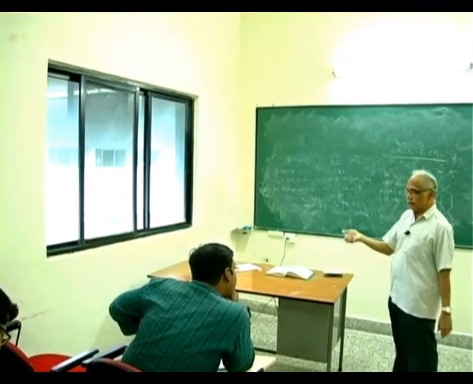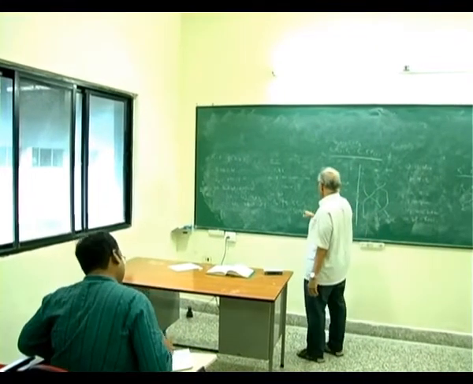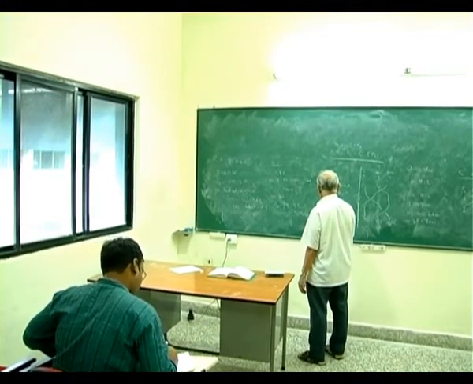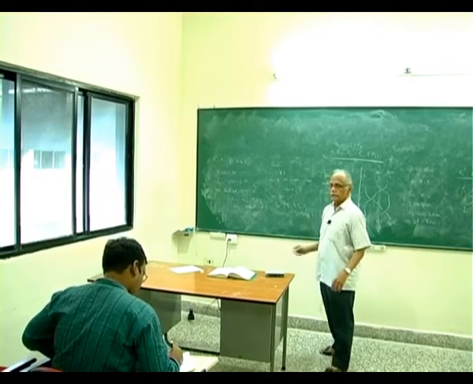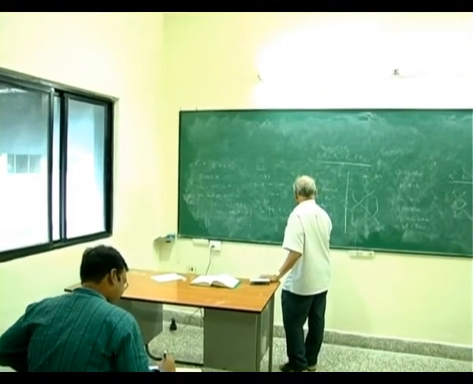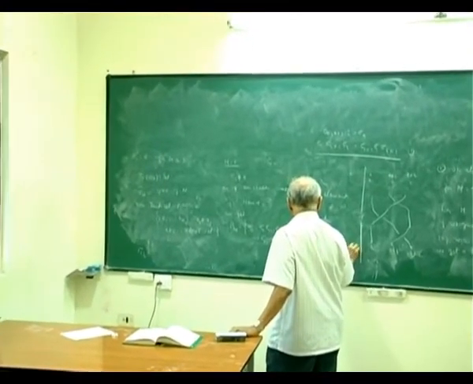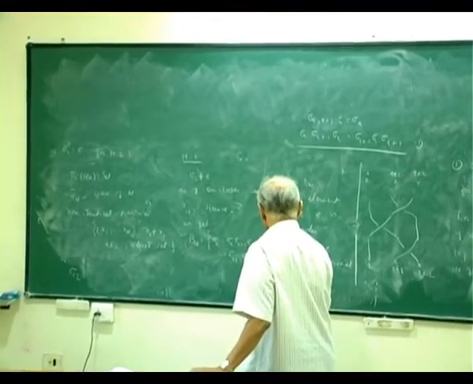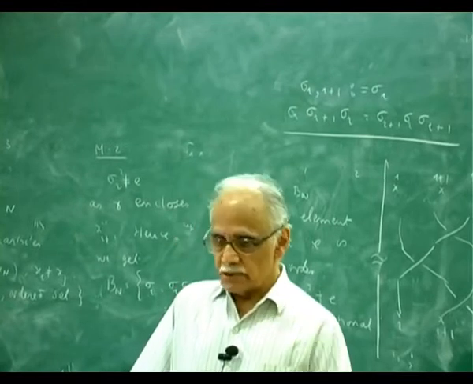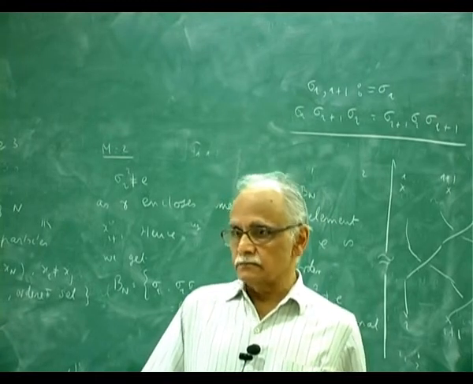For example, sigma I squared. Sigma is a permutation. So sigma I squared, you get a fractional statistics. If sigma I squared is not identity, that means it's not fermion or boson. We get fractional statistics, because a double permutation doesn't give you 1. This is what gives you fractional statistics.